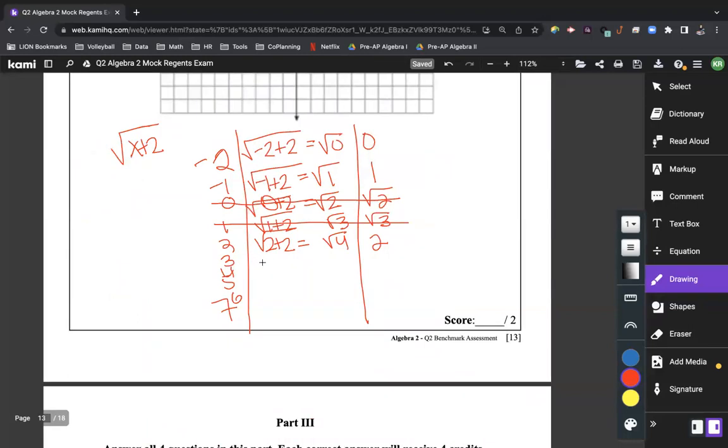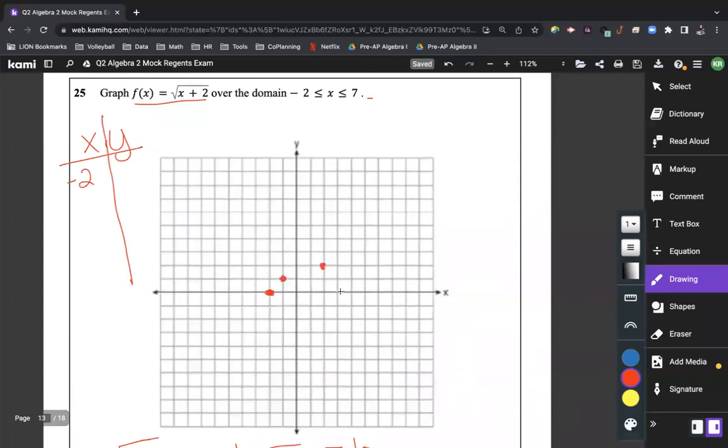So just continue to add, right? 3 plus 2 is radical 5. Can't plot that. 4 plus 2 is radical 6. Can't plot that. Radical 7, radical 8, right? But when I get to 7, 7 plus 2 is 9. The square root of 9 is 3. So I could plot 7, 3. Y'all, all you needed were these 4 ordered pairs.